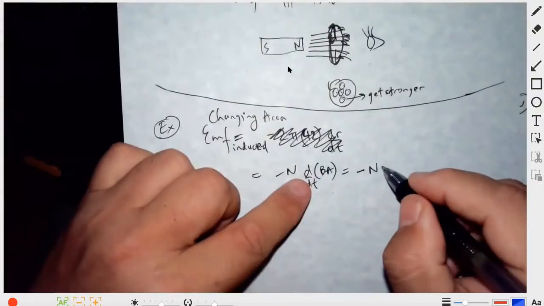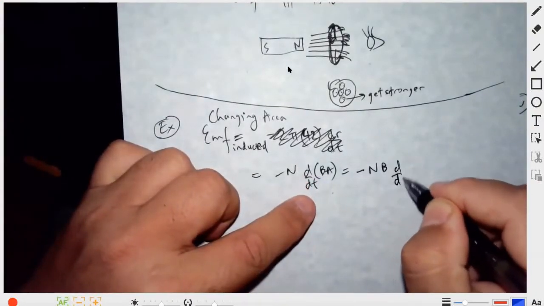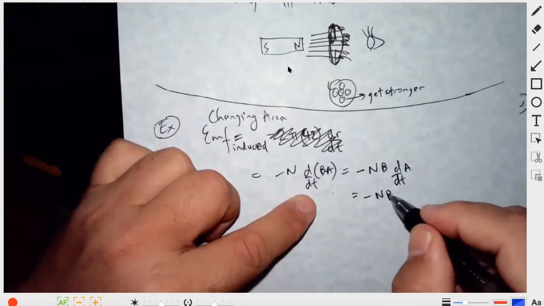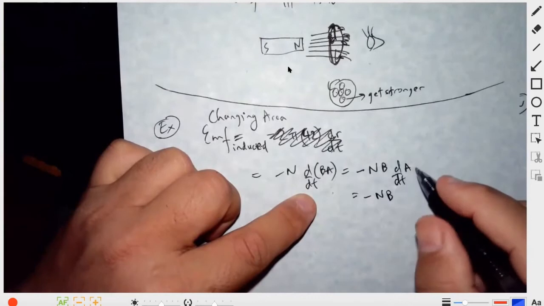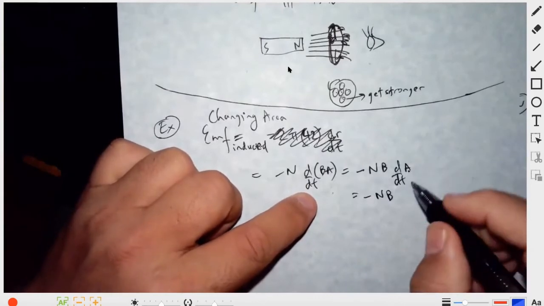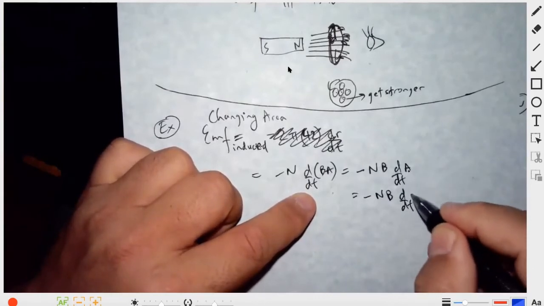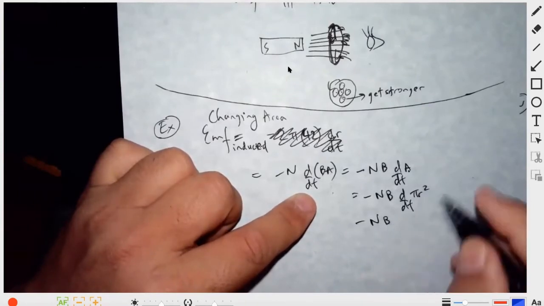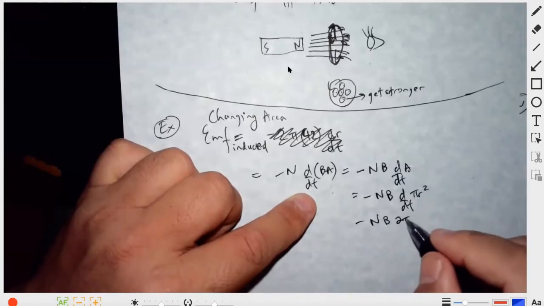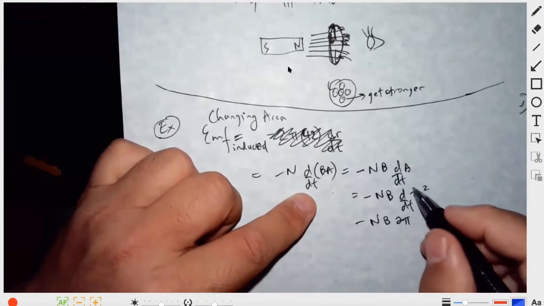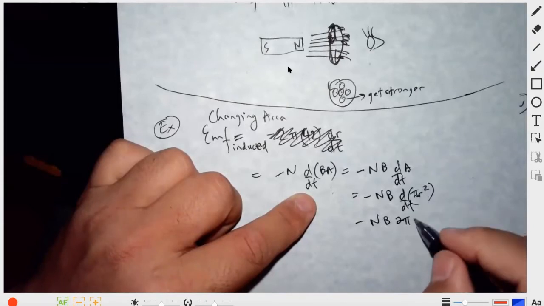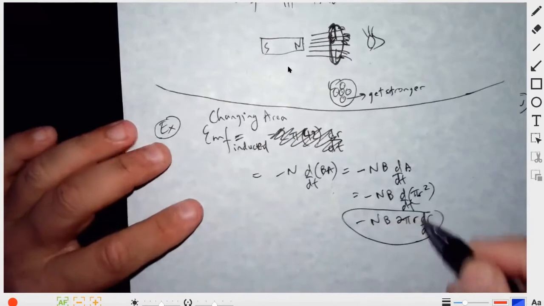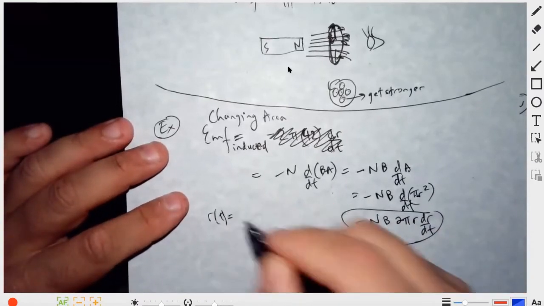be out of the derivative, dA/dt, negative NB, and then you have here pi r squared. So then you have here negative NB 2 pi, the derivative of this is going to be what? 2 pi r dr/dt. So let's say the radius changes as a function, something like this.